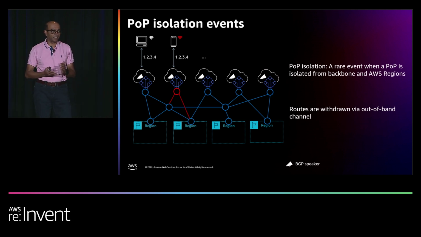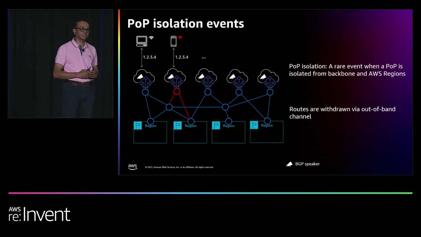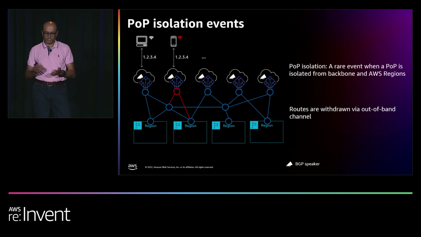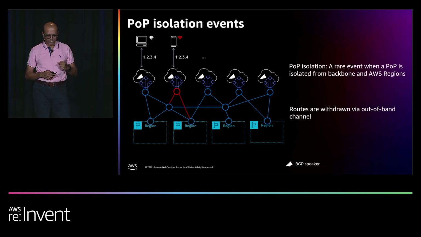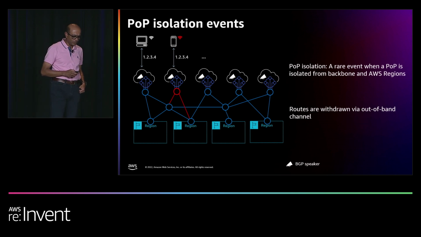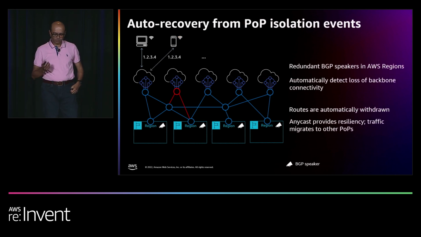Or maybe it is an unfortunate hurricane or a tsunami that is actually taking out the undersea cables that connect the POP to the AWS backbone. Those things are rare, but are very plausible. So the service needs to handle this. And when this happens, the clients connected to the isolated POP would see a loss in availability of your application. So historically, we addressed this by using an out-of-band channel to withdraw the BGP routes from the edge location. So in looking at this more closely, we saw an opportunity to innovate.